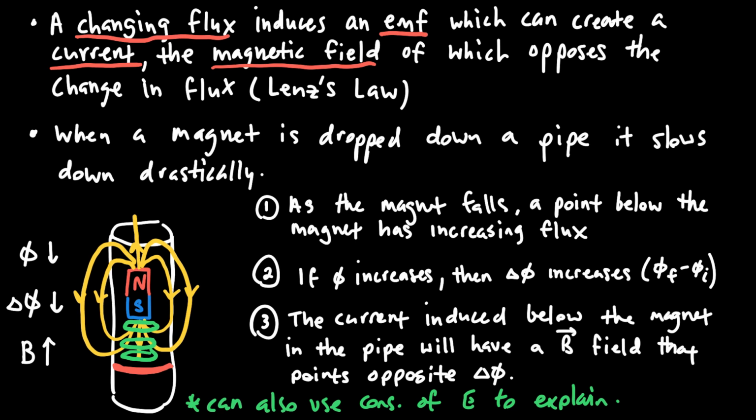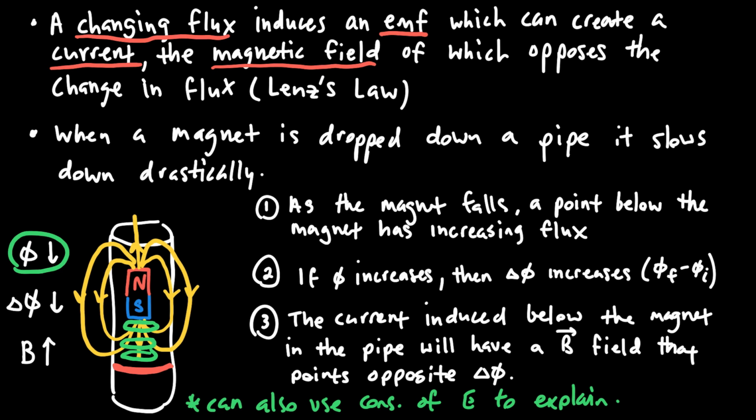So I know that the magnetic flux is pointing downwards, and I know that the change in the flux points downwards. And how do I know that the change in the flux points downwards? Let's look at number 2. If the flux is increasing, then the change in the flux must also be increasing. A change in flux is the final flux minus the initial flux, or we could think of it that way. And therefore, if the flux is increasing, then the final flux will be greater than the initial flux.